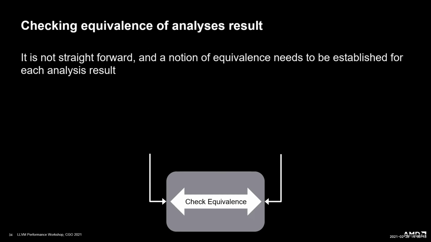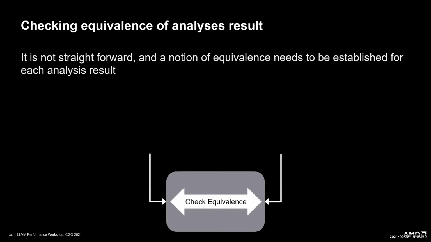But checking equivalence for analyses is not straightforward. We have to define and establish the notion of equivalence for each analysis. Let's say when we are dealing with post-dominator trees, there is a possibility of getting multiple legal post-dominator trees for a single control flow graph. So those things need to be set up, that is, how will you define the equivalence of a particular analysis, right?